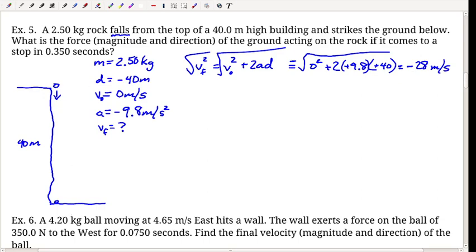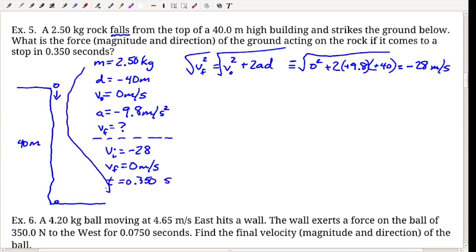It's going downward. So this V final, which is my V final for my kinematics, is actually going to be my V initial in terms of my impulse stuff, because it starts at negative 28 meters per second and ends up coming to a stop, which would be V final of 0, in 0.350 seconds. And this math that I wrote down at the beginning is actually going to be most useful down here.